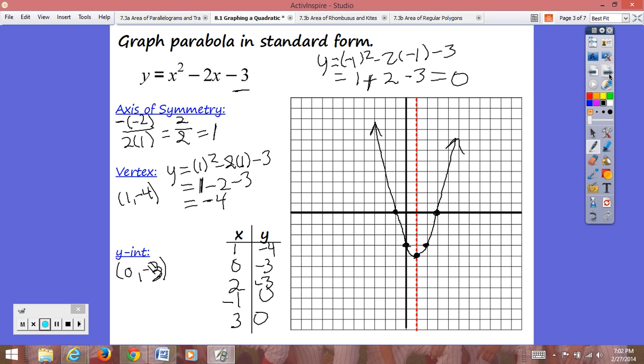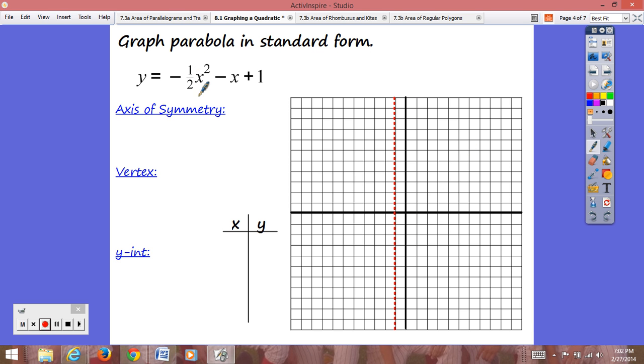Okay, next example. Our a is a fraction. We haven't seen too many of those yet, so it'll be a little different. So we know it's going to open down right away. We have a negative a.